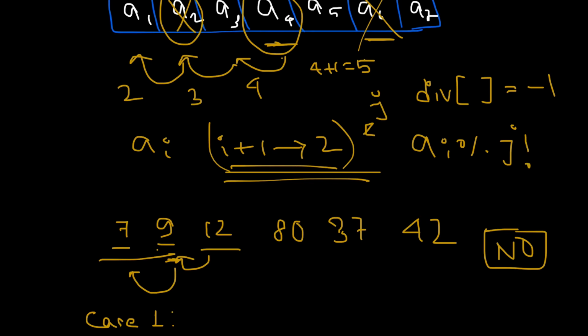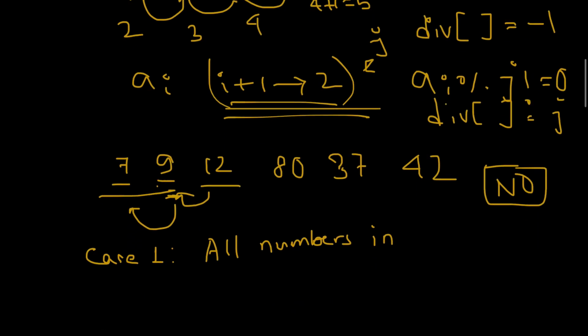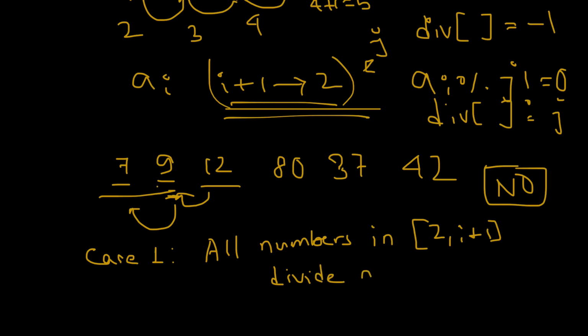If A[i] is not divisible by j, then I will simply store that j in the div. Or else div will remain as minus 1. Now after that, if I see that div is still minus 1, that is, all the numbers divided and I couldn't find any number that doesn't divide it, that means our answer will be no. Case 1 is all numbers in 2 to i plus 1 divide A[i]. Answer is no.